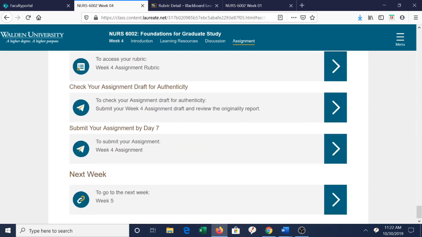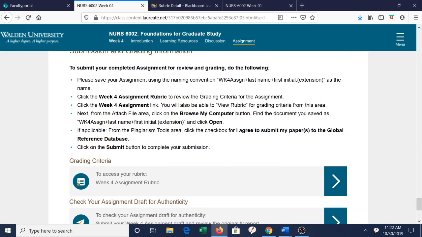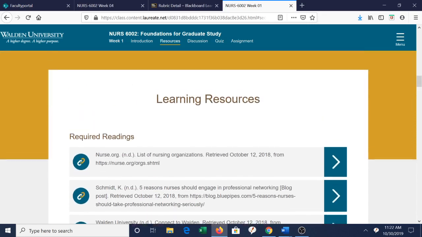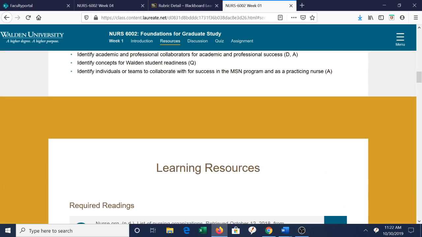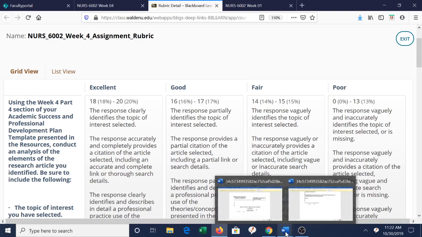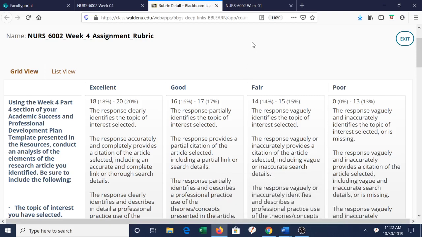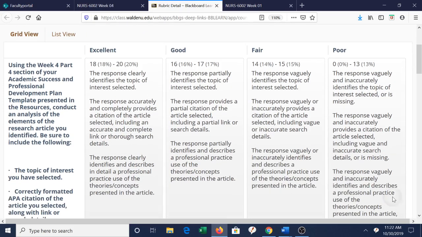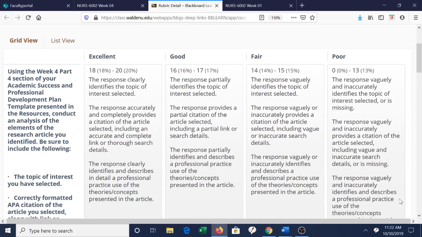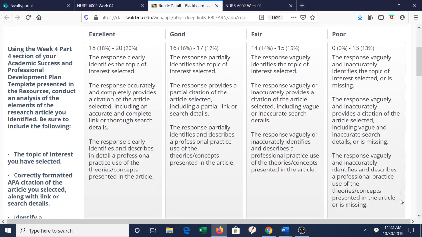Okay? Let's move to, is this it? No. Here's your rubric detail. Let's look at it first. So here's what I use. I'm looking at everything that you're supposed to do here.